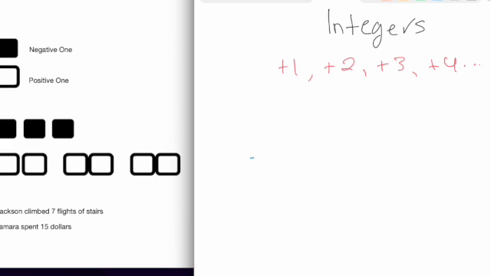So we'll have numbers like -4, -3, -2, and also -1. So these are the opposites of those numbers. Now, some things we like to do with integers.